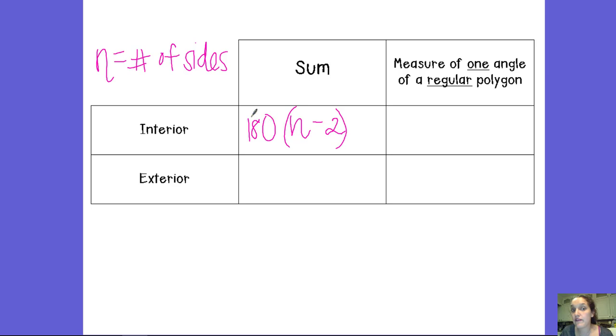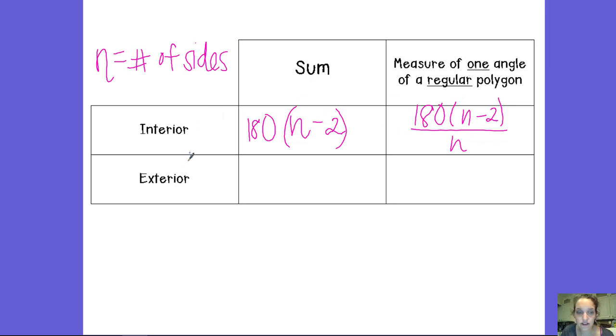And then we talked about how, if you know the total, the total number of degrees in all the interior angles, the sum of the interior angles, and you have a regular polygon where all of the angles are going to be congruent, if you're trying to find the measure of just one of those individual angles, you're going to take the total and divide it by the number of angles, which is n. So that's for interior angles. So this top row is for interior angles.